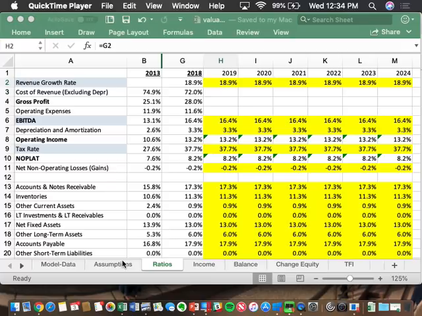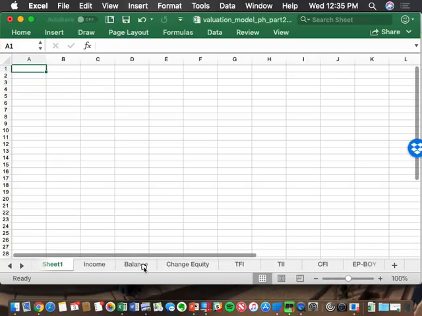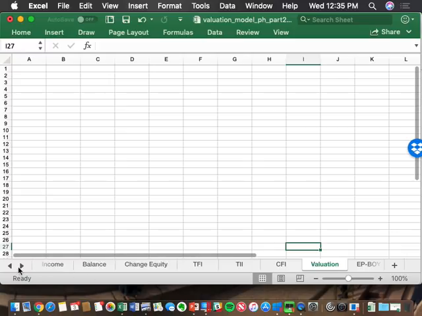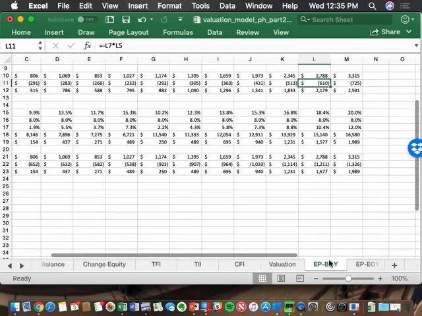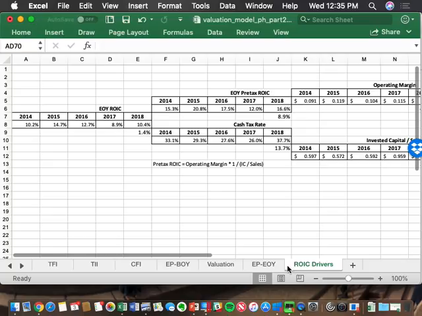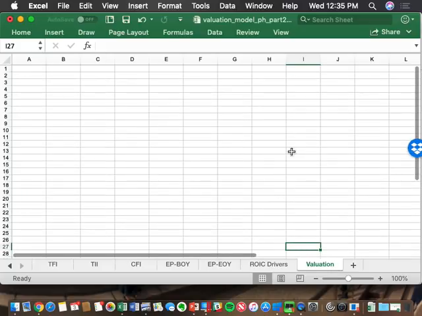So what we're going to do today is we're going to turn that into a valuation. If you look at the series of tabs that go from left to right, we're going to add a tab at the end of our model, so that the last tab in our model is a tab called Valuation. This is where we're going to actually build the valuation for Parker Hannifin and other companies. Okay, so here's the process that we're going to follow.